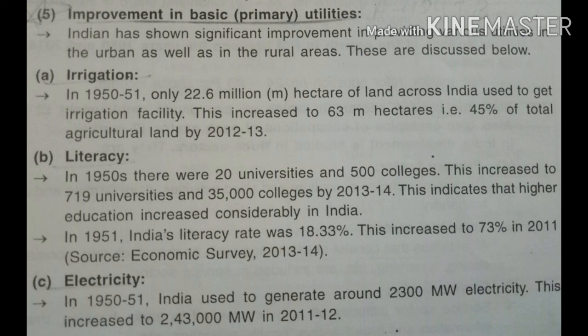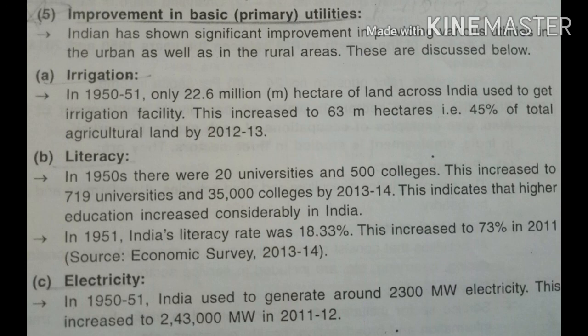Second is literacy. In the 50s, there were 20 universities and 500 colleges. Increased to 719 universities and 35,000 colleges by 2013-14. This indicates that higher education increased considerably in India. In 1951, India's literacy rate was 18.33%. This increased to 73% in 2011. This is from the source of Economic Survey from 2013-14.